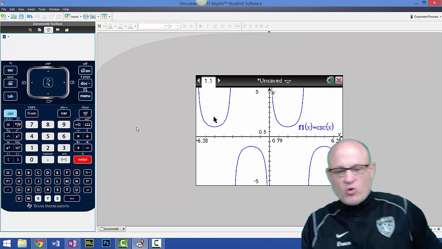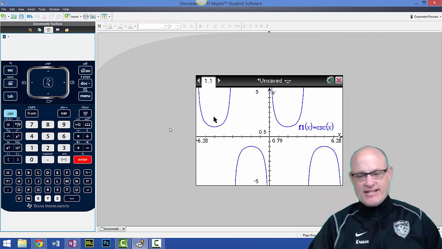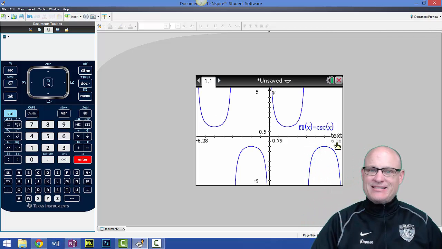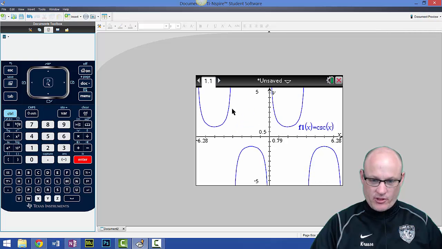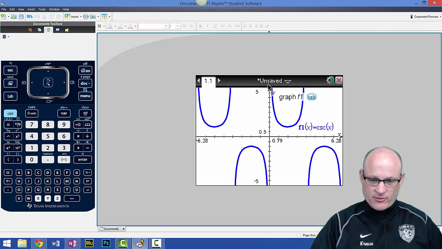Sweet! Nice. By the way, why is it 6.28? That would be 2 pi. So if you'll notice, it looks like we got asymptotes everywhere. It looks like there's another asymptote here, and another asymptote at the origin, or at the y-axis, and another asymptote over here.